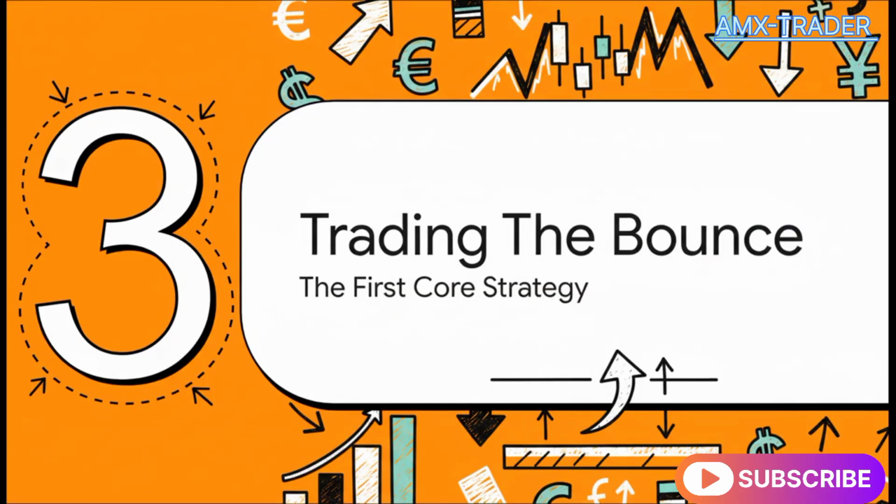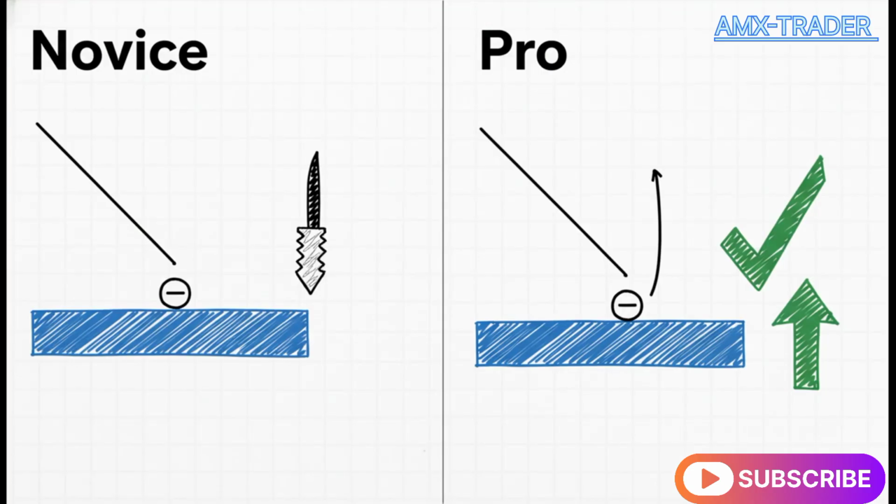So now that you've drawn these zones, let's talk about our first core strategy, trading the bounce. You've got your battle lines drawn on the map. This strategy is all about how you react when price comes up to that floor or that ceiling you've identified. Now, this is a really, really important distinction. So many new traders make this one mistake. They put their buy or sell order directly on the support or resistance line.